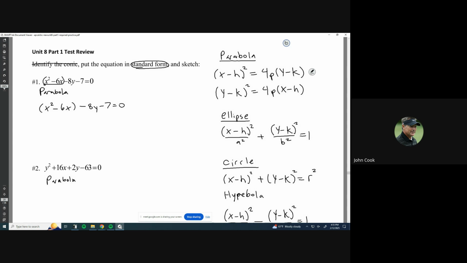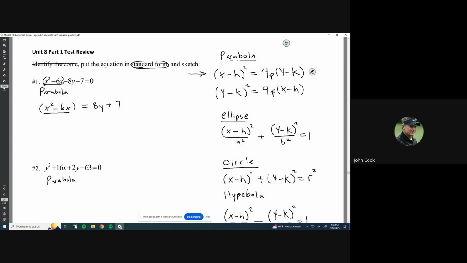And look at what you're trying to make it into. If the x is squared, it's going to look like that. Okay, it's like the top one. And so I need to make just that perfect square on the left-hand side, and all the other stuff on the right-hand side. So I'm going to move all this stuff over to the right-hand side. I'm going to add 8y and add 7, and here's how it ends up looking. So just like that.